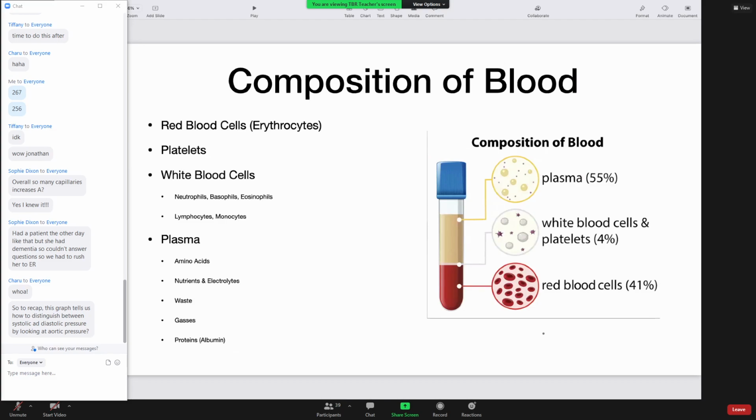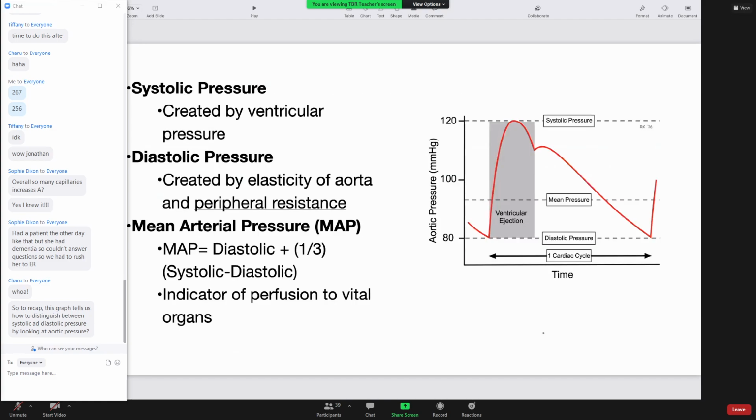There's a question. So to recap, the graph tells us to distinguish systolic and diastolic pressure. The graph itself is the aortic pressure, essentially what we're measuring using the blood pressure, though we're using the arteries. It is saying normal systolic pressure is created by ventricular ejection, so contraction of the heart, shoving blood into the aortic system, into the arterial blood flow. And then the baseline pressure, our minimum pressure before the next contraction, is the diastolic.